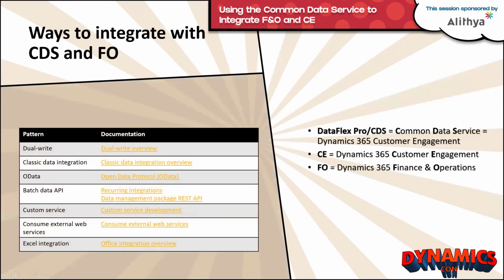There are several different ways in which you can integrate data with CDS and F&O. I'm going to use a couple of acronyms throughout this presentation. The first is CDS, or maybe you've heard DataFlex Pro. It's essentially the common data service. This is CRM Online. It's essentially a database online that makes it very easy to access, get data in and out of, and you can extend it with Power Apps, Power Automate.